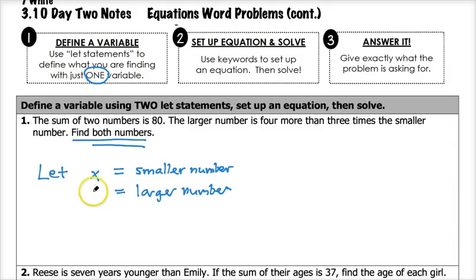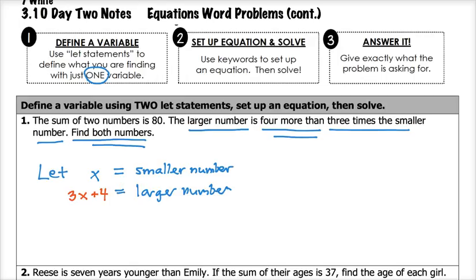And I'm going to do that by looking in the problem for the part that compares the larger number to the smaller number. And we get that from this sentence here. This sentence says the larger number is 4 more than, and remember more than means add, 3 times the smaller number. So if we take 3 times our smaller number, which we're saying is x, and we add 4 to that, we get the larger number. So these are my two let statements. The first let statement is just x, let x be the smaller number. The second let statement, let 3x plus 4 be the larger number.